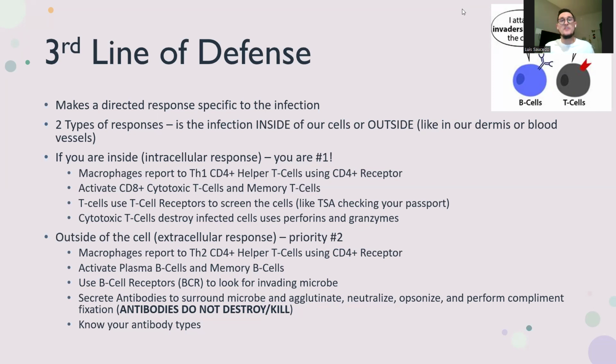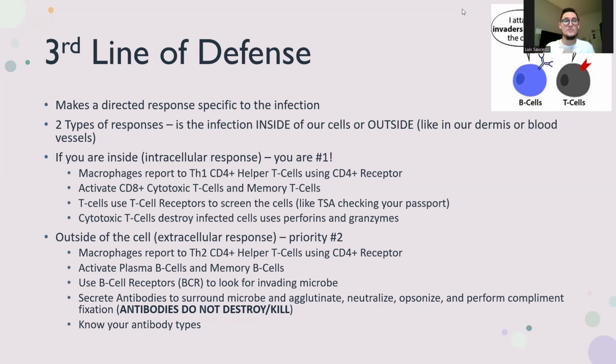If the infection is outside of the cell, basically not a virus, it's a bacteria, parasite, or an allergy, those reactions typically happen outside of our cells. And so those are priority number 2. So those are going to be a Th2 CD4 plus helper T cell. Again, the macrophage presents this to the Th2 CD4 plus helper T cell using the CD4 plus receptor. This will then activate the plasma B cells and the memory B cells.